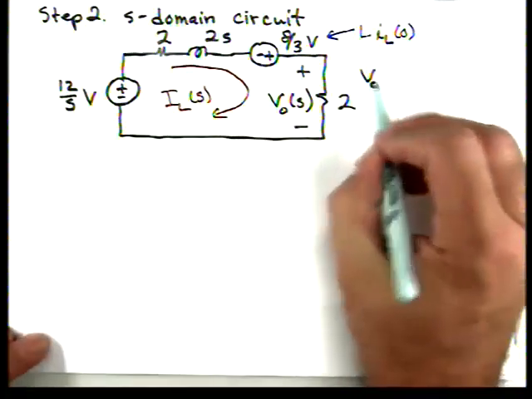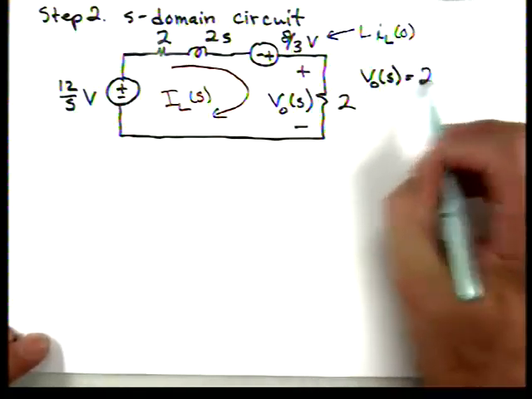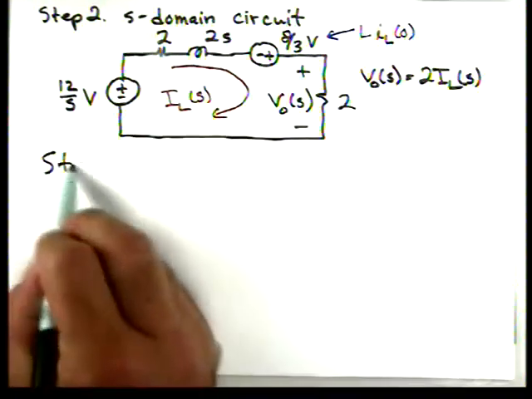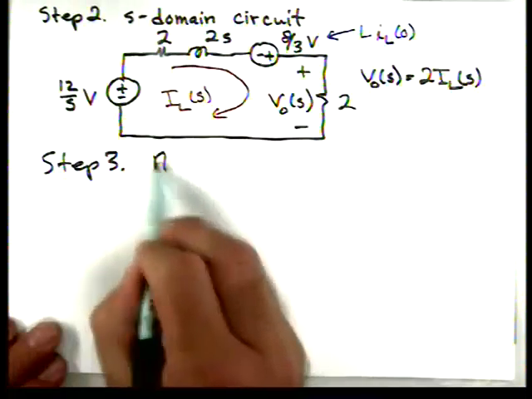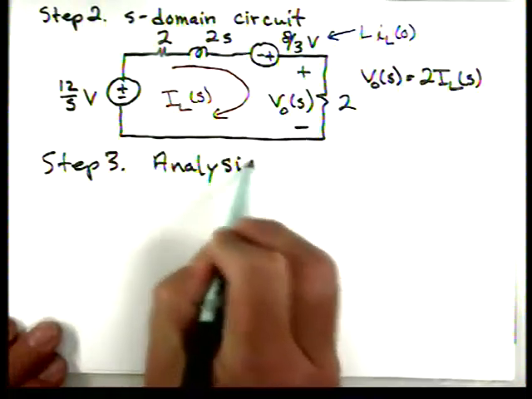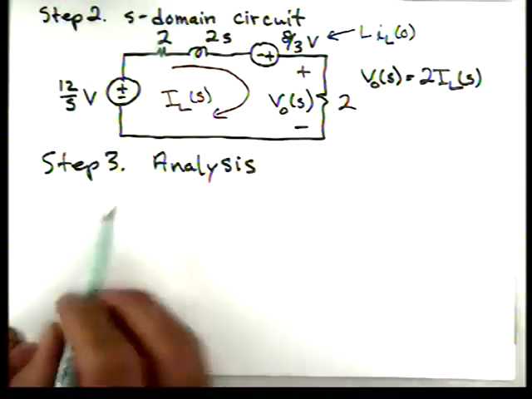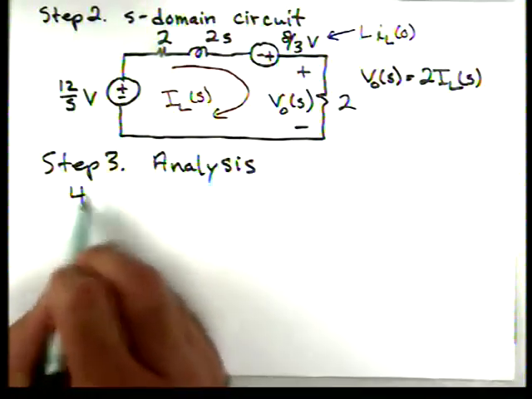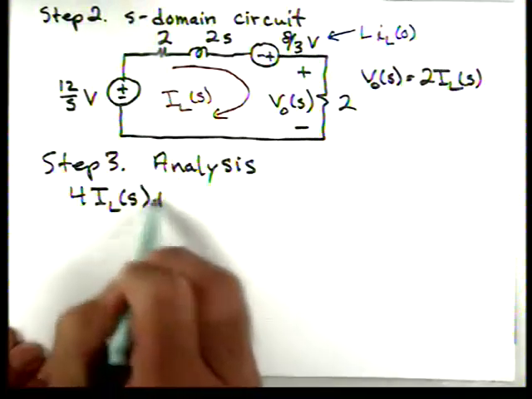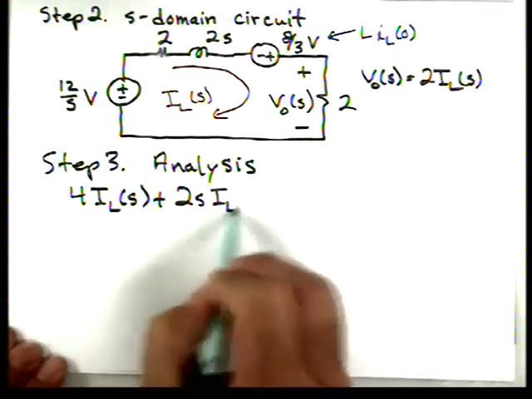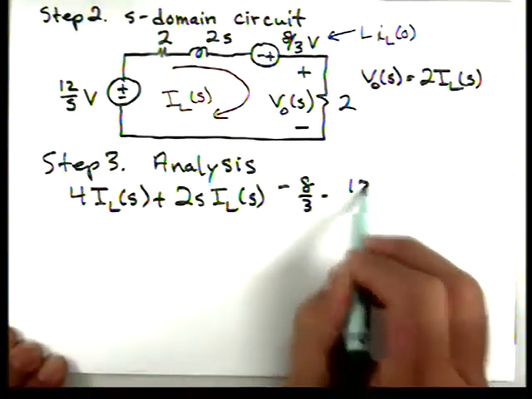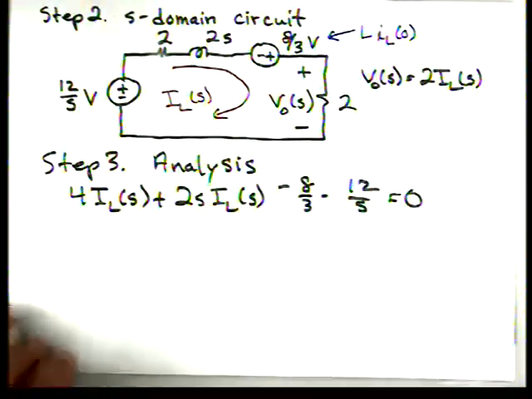So now let's define a current IL in that direction, and once we find IL, we'll know V0 of S is 2 IL of S. So now we'll just start in here and do our analysis. Applying KVL around that loop, we'll have 4 IL of S plus 2S IL of S minus 8/3 minus 12 over S is equal to 0.